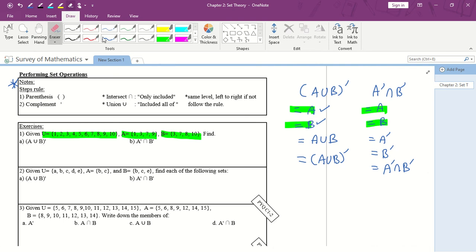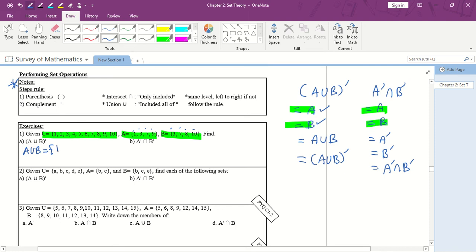We will write here A union B. So what is A union B? A union B just means all the elements in A and B. Okay, so look at here. We have 1, 3, 7, 9 and 3, 7, 8, 10. Remember, we don't take the repeating number again. We just take it once.